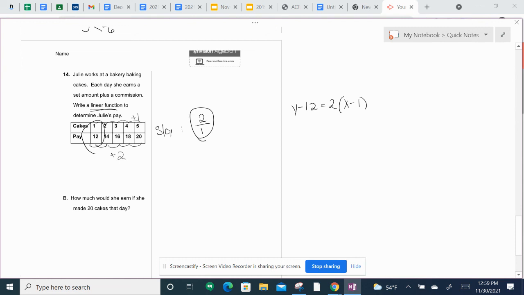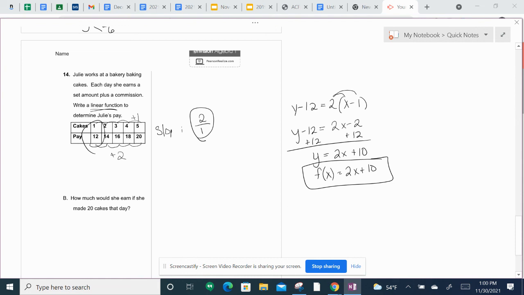Now, because it asks for a linear function, I'm going to go ahead and finish this out into slope-intercept form. So 2x minus 2. And then I'm going to add 12 to each side to get it in that slope-intercept form. Y is equal to 2x plus 10. Function notation would just say f of x equals 2x plus 10.